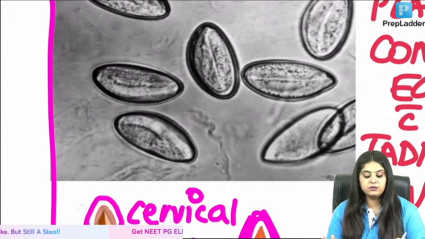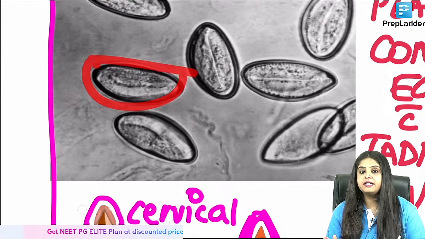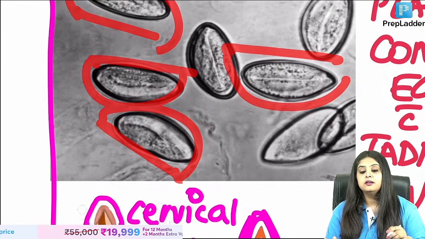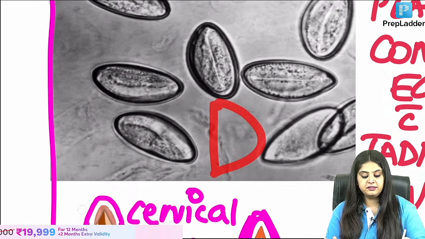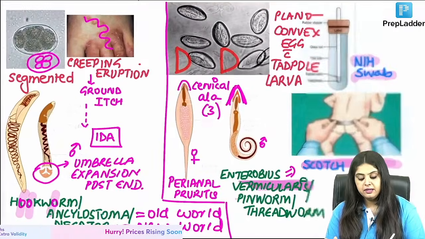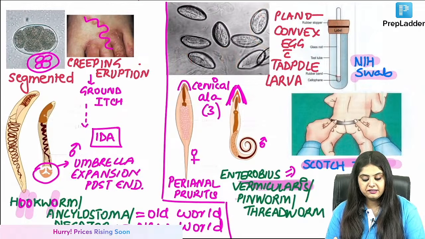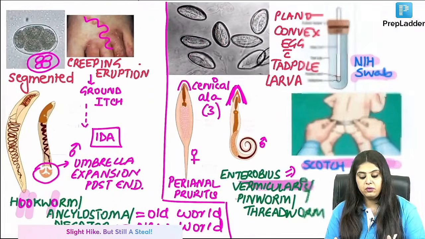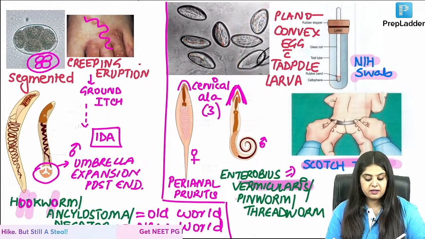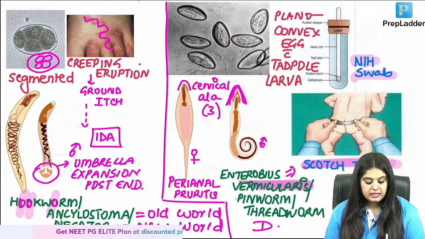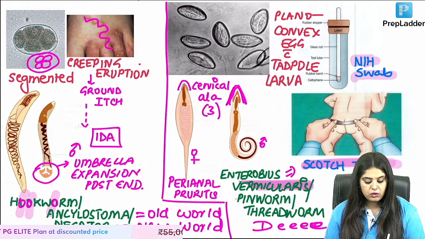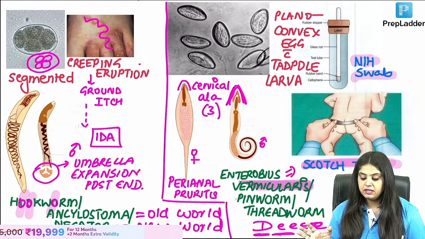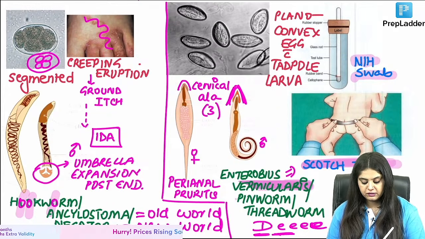How are the eggs of Enterobius? One side flat, one side curved. Flat, curved, flat, curved, flat, curved. Meaning plano-convex. It is a plano-convex egg, and inside that egg, if you notice, there is a larva sitting. There is a tadpole larva. Plano-convex egg with tadpole larva. How do I want it? D-shape eggs are seen in which worm? The plano-convex D-shape eggs are seen in Enterobius vermicularis. Okay, perfect. This is also done.